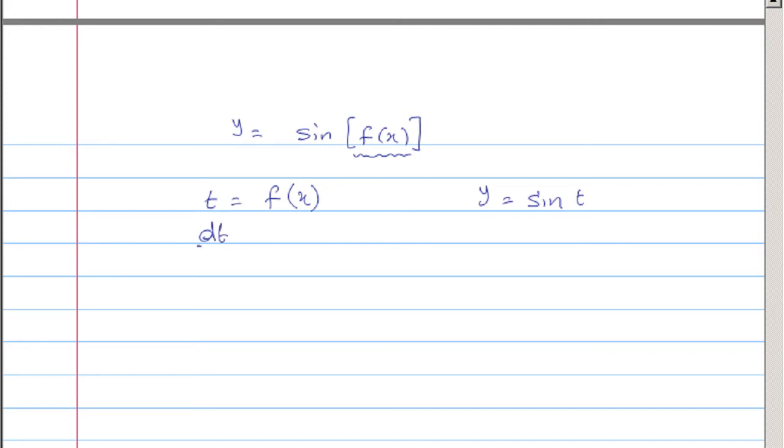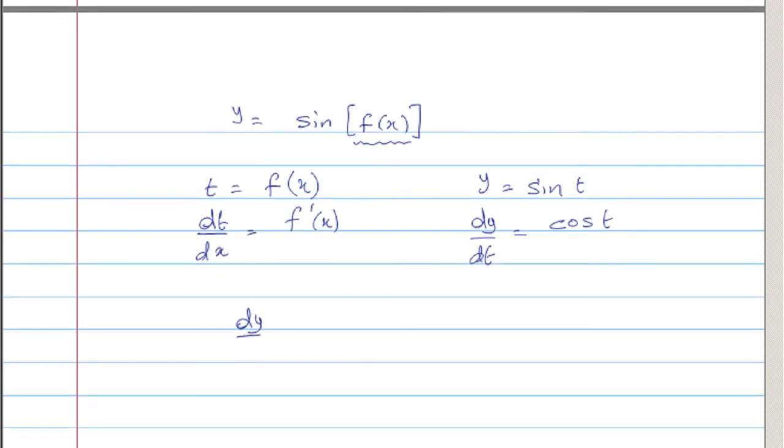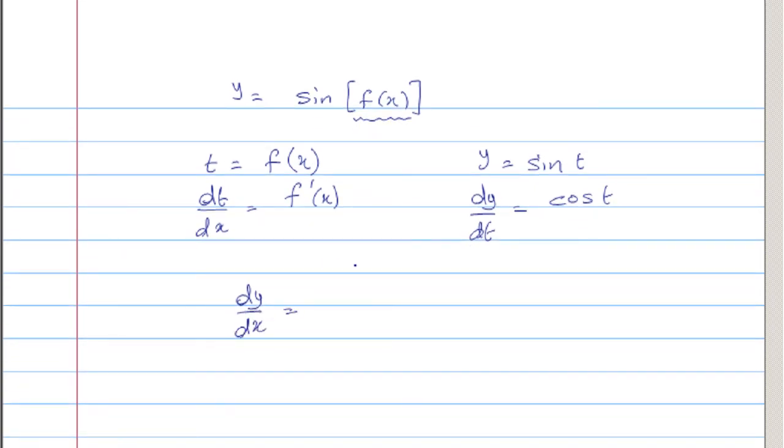So dt over dx, we saw this in the previous videos when we did e to the power x and ln x. The derivative of f of x, I write that as f dash of x, and dy over dt will be equal to cos of t. And then using the chain rule, I get dy over dx is equal to cos t times f dash of x. So I'll write that, so that's dy over dt times dt over dx. So I get f dash x times cos t, but instead of t, I'll just put in f of x.